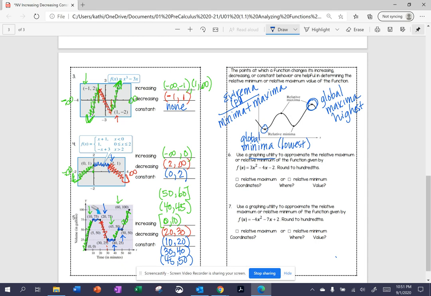So if I type this in, what I see is I have a relative minimum and the coordinates at the relative minimum are 0.67 and minus 3.33. So the where is at the x coordinate, so that's at x equals 0.67. And the value of the minimum is the y value, so that is y equals minus 3.33.